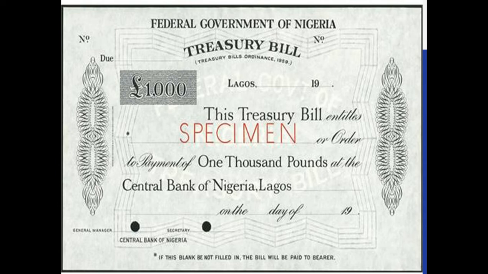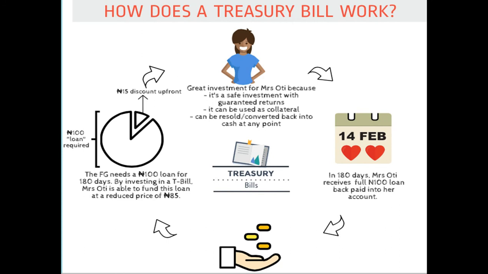Sometimes government uses this bill when there's inflation. When there's inflation and government wants to mop up money from circulation, they sell this bill to you through the commercial banks and get money from your hand. This reduces the amount of money in your hand and reduces inflation in the country. This is how it works, that's the cycle. You can see a government needs a 100 naira loan for 180 days.